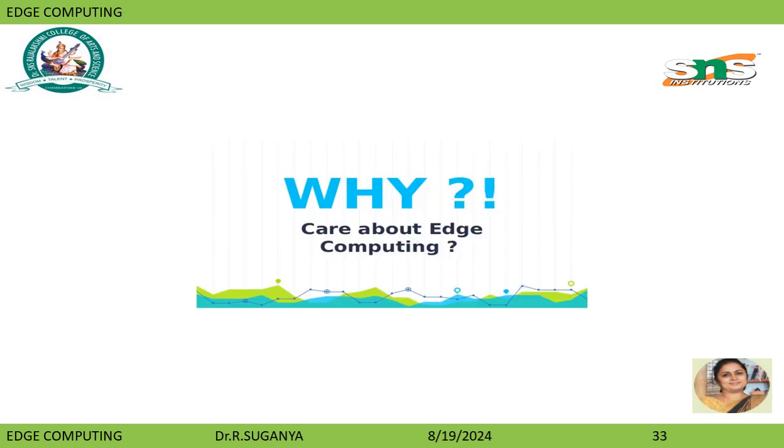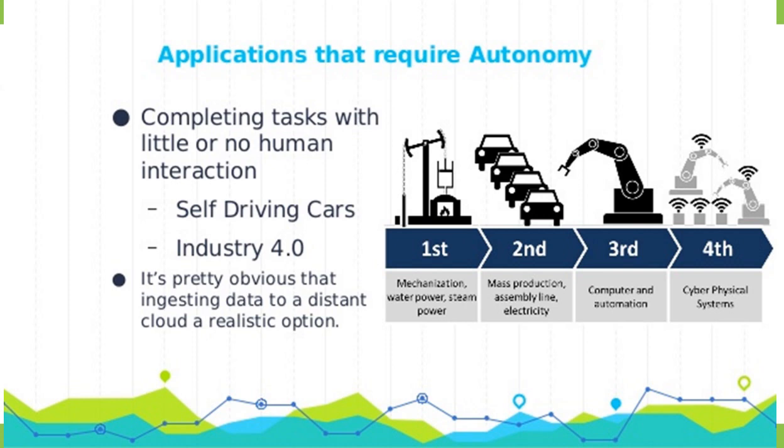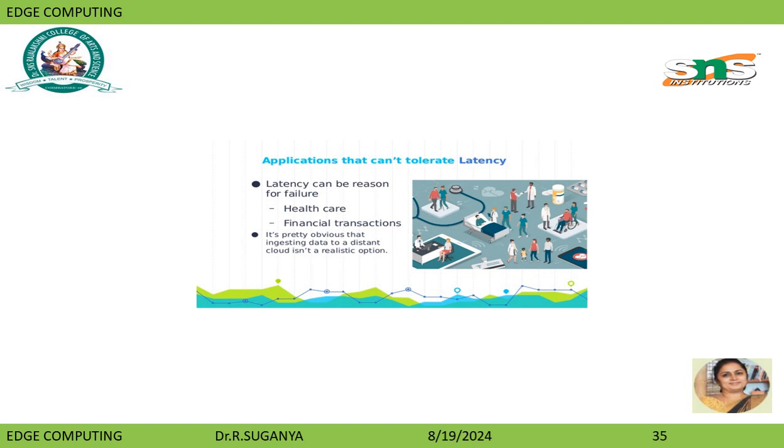So why do we have to care about this? It has applications we always use in today's technology, like self-driving cars and Industry 4.0. So it's pretty obvious that ingesting data to a distant cloud is not a realistic operation. We have seen here that first was mechanization and mass production, and the third one was computerized automation, and now cyber-physical systems are included. So we can see now how it has been applied to applications that can't tolerate this particular latency, which can be a reason for failure.